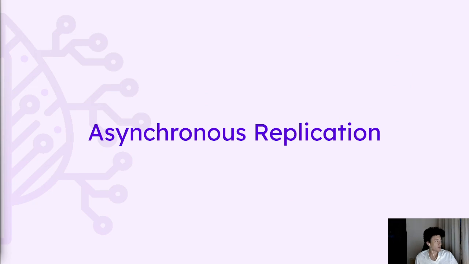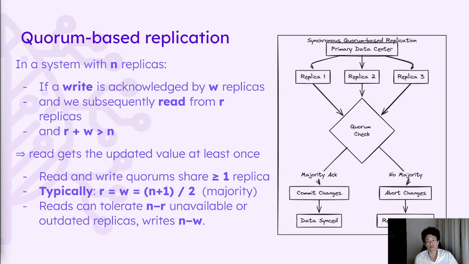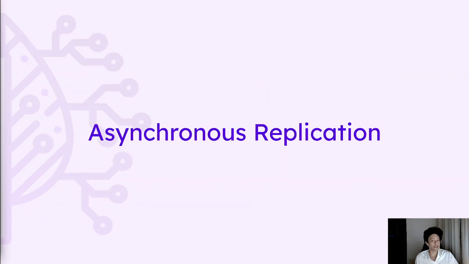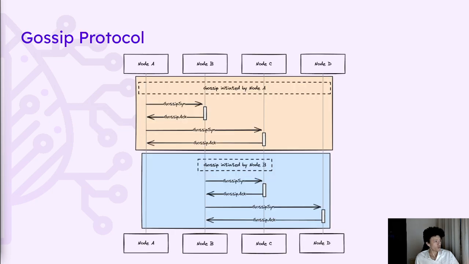Okay, then now we talked about synchronous replication. Now we're going to see how it's done asynchronously, and I think this is pretty common. One of the famous asynchronous replication techniques is the gossip protocol.